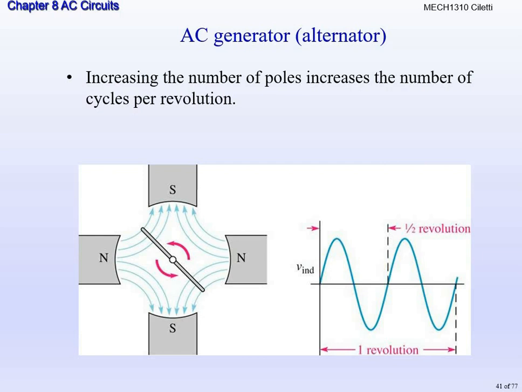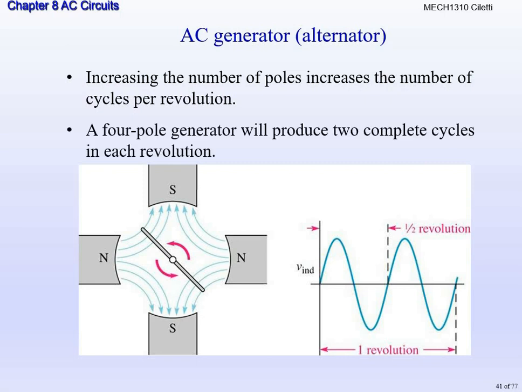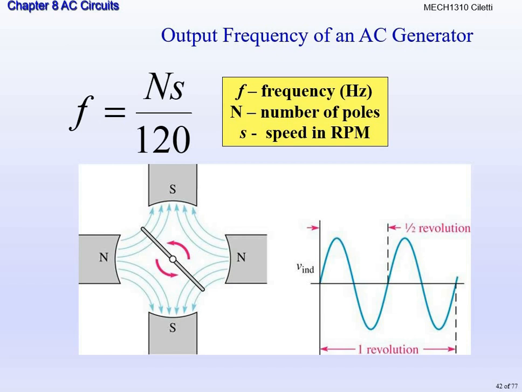We can also increase the number of poles. Right here, there's a north pole, a south pole, a north pole, a south pole. There are two of each, but we call each pair one pole, and we can calculate the frequency based on the number of poles divided by 120. 120 is the voltage we're trying to generate. This is how we can generate a specific frequency from an AC generator. It's based on how many poles; you can have a whole bunch of poles or two poles, and it's just going to affect the frequency. So in NS, N is the number of poles and S is the revolutions per minute, how fast that armature is rotating.